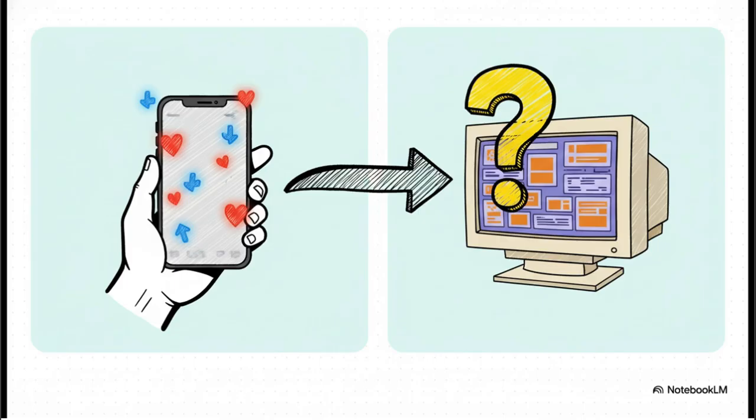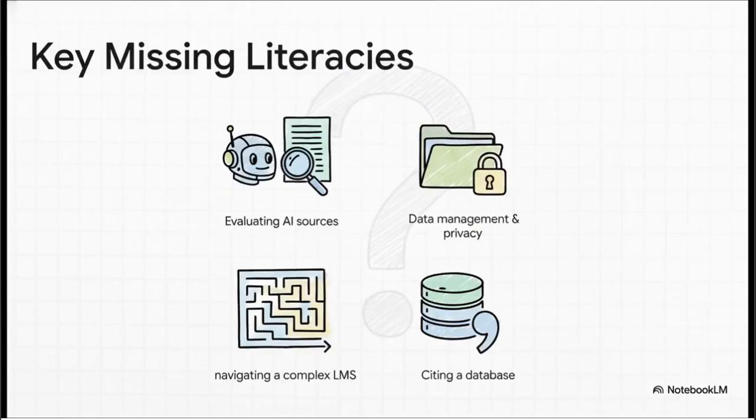We see our students effortlessly navigating their phones and social media, and we just assume that this comfort translates to academic competence. But being an Instagram pro is a world away from navigating a clunky learning management system or conducting proper academic research. In fact, the source points out some really specific and pretty serious gaps in their digital literacy. Things like evaluating AI sources or understanding data privacy.